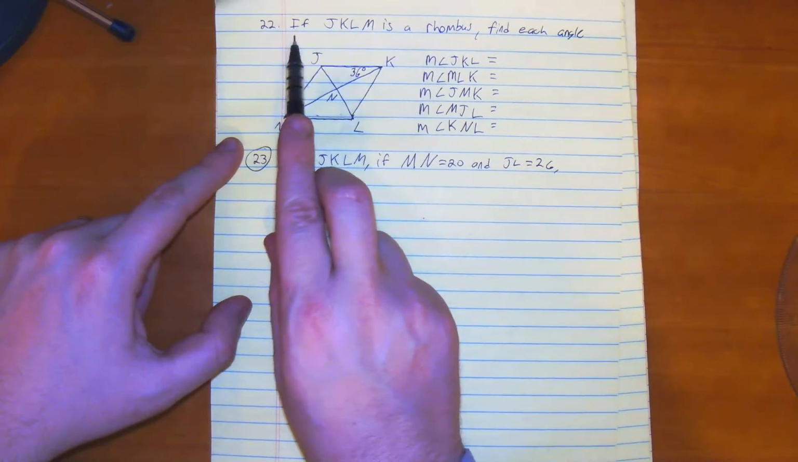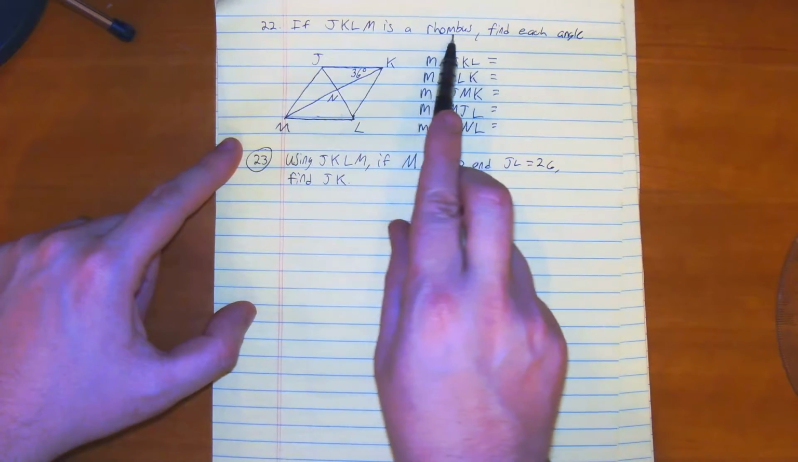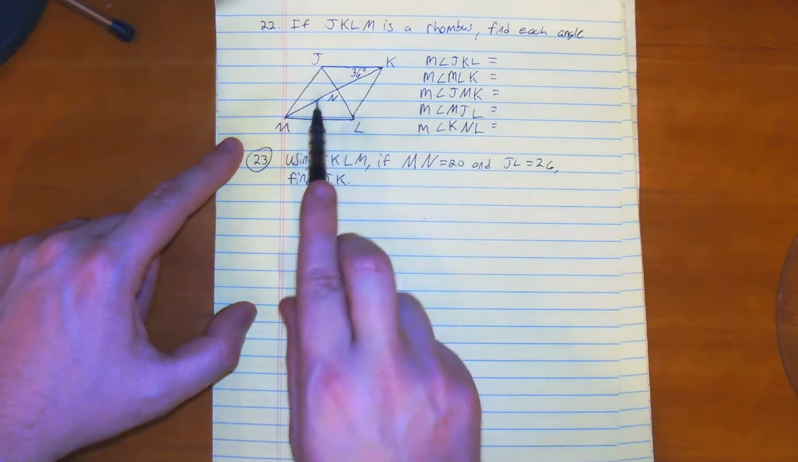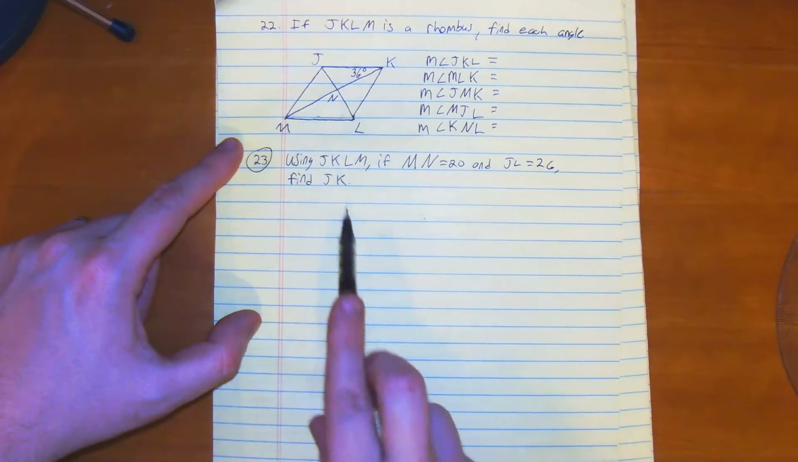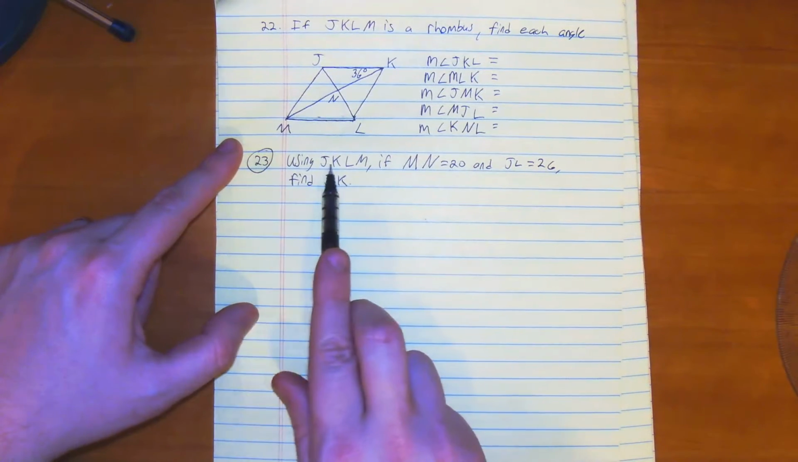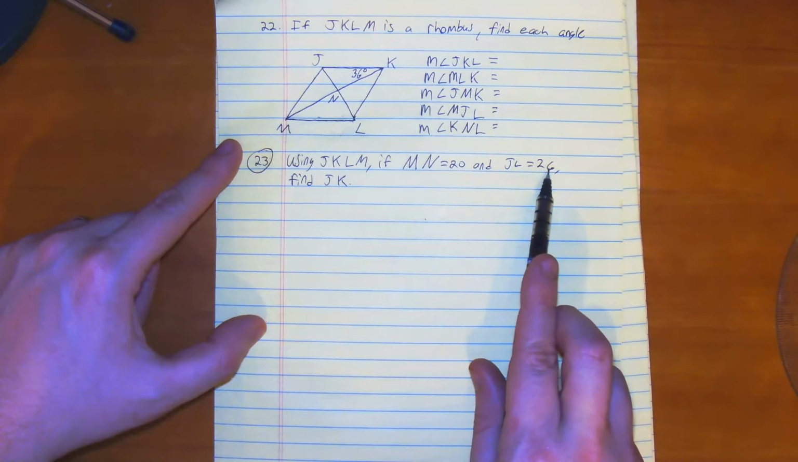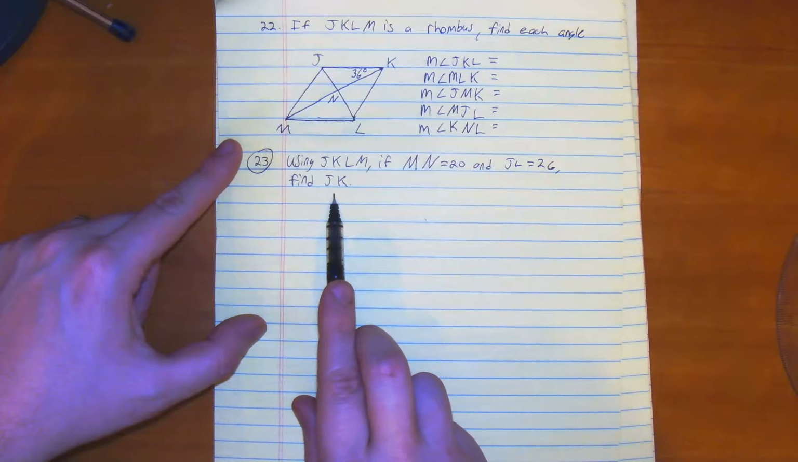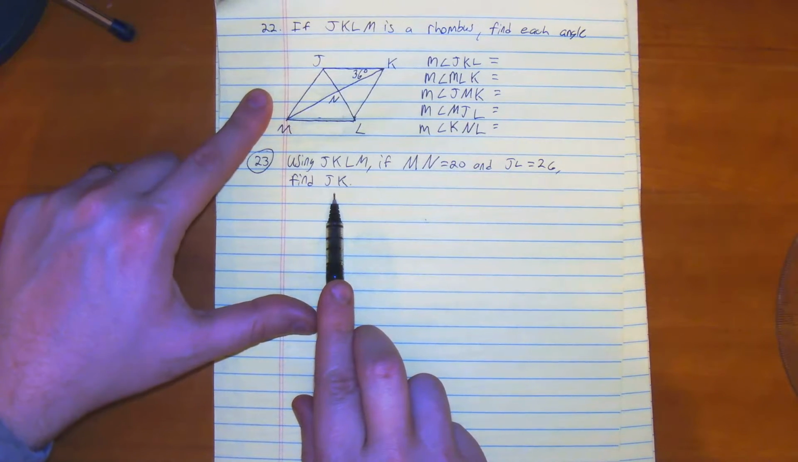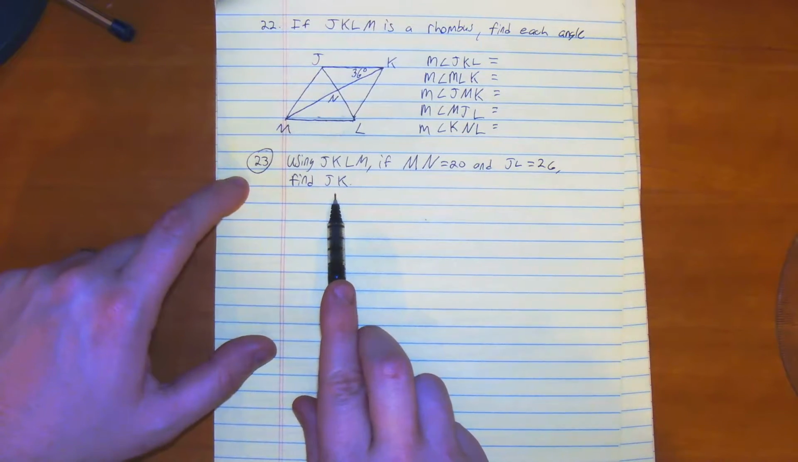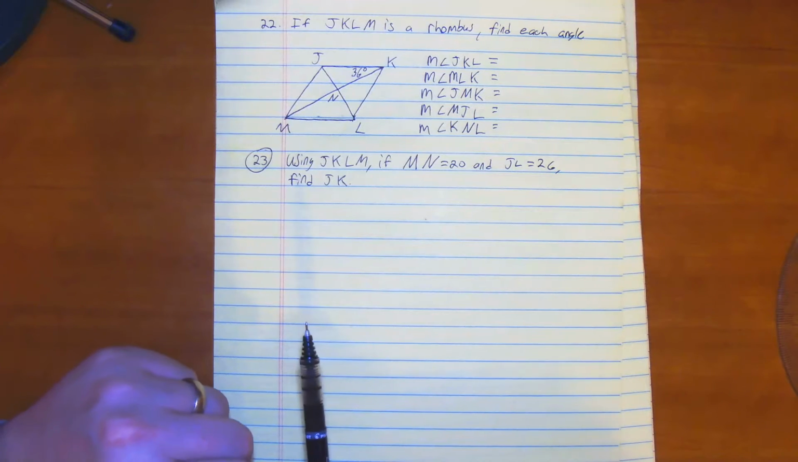Number 22 says, if JKLM is a rhombus, find each angle. So we're going to use this one for the angles. And then 23 says, using JKLM, if MN is equal to 20 and JL is equal to 26, we want to find JK. So we're going to focus on this one up here first and then jump down to 23 after. So we do have a rhombus.